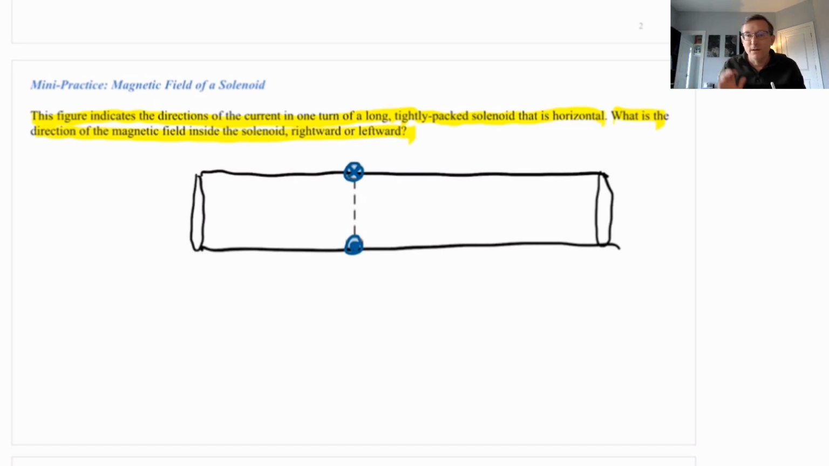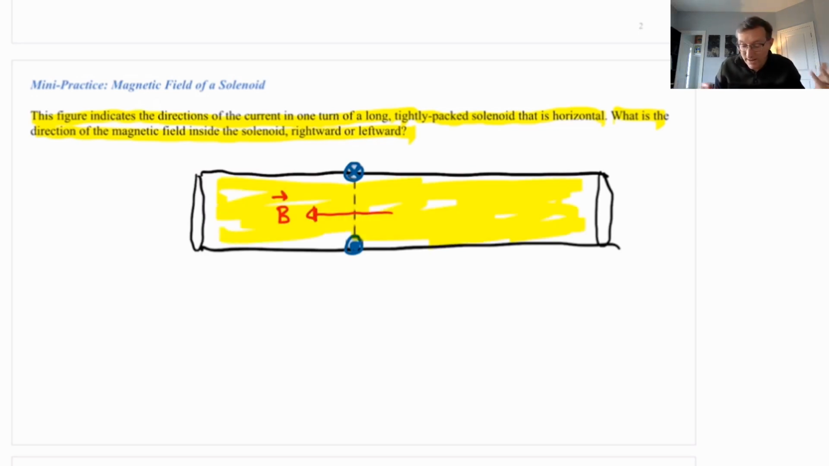Okay? All right, so how do I have to grab hold of that cylinder with my fingers curling around the way the current's going? Away from me at the top, towards me at the bottom. I have to go around this way, and my thumb points to my left. So that means in this interior region, I have a nice uniform field everywhere in here, in the interior region of this solenoid, and it points to the left.